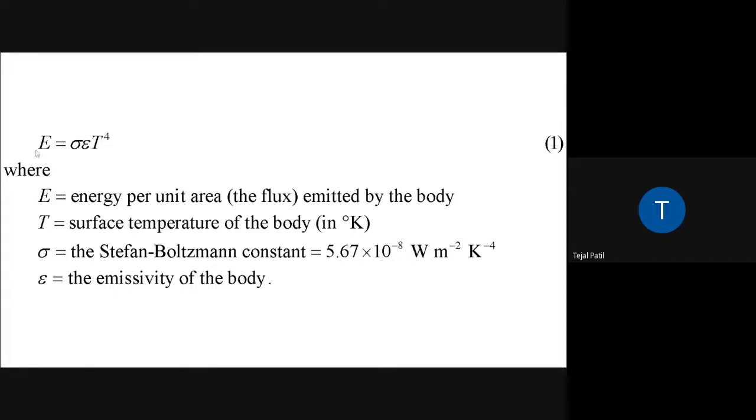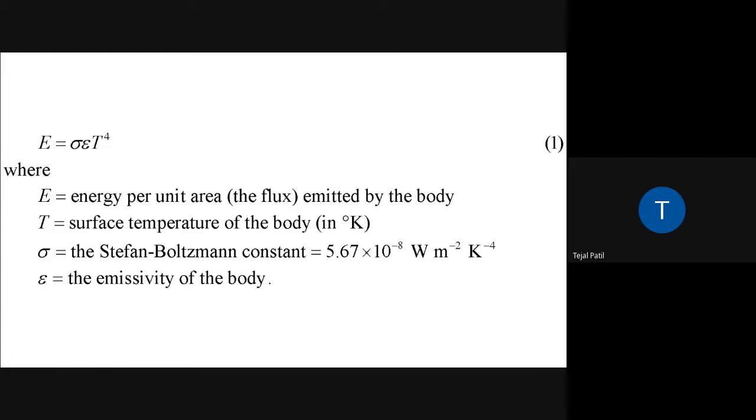So for any body, if you want to find the heat transfer rate per unit area, previously we have seen only the heat transfer rate, but here it is heat transfer rate per unit area. It is equal to sigma epsilon T raised to 4. That means the Stefan-Boltzmann constant multiplied by the emissivity of that body multiplied by the surface temperature to the power of 4. This gives you how much radiation is carried out.